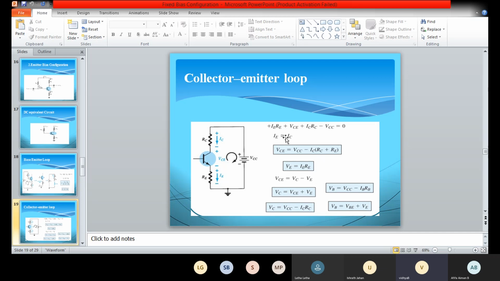Okay, IE equals IC, because in this we are considering emitter and collector, and we are not considering the base. What about IE? IE is equal to IB plus IC, but in this case we are not considering the base in the collector emitter loop, so IB is equal to 0, so IE equals IC. So if we substitute IC instead of IE, take out IC common, so RC plus RE. VCE is equal to VCC minus IC, open bracket, RC plus RE, close bracket.